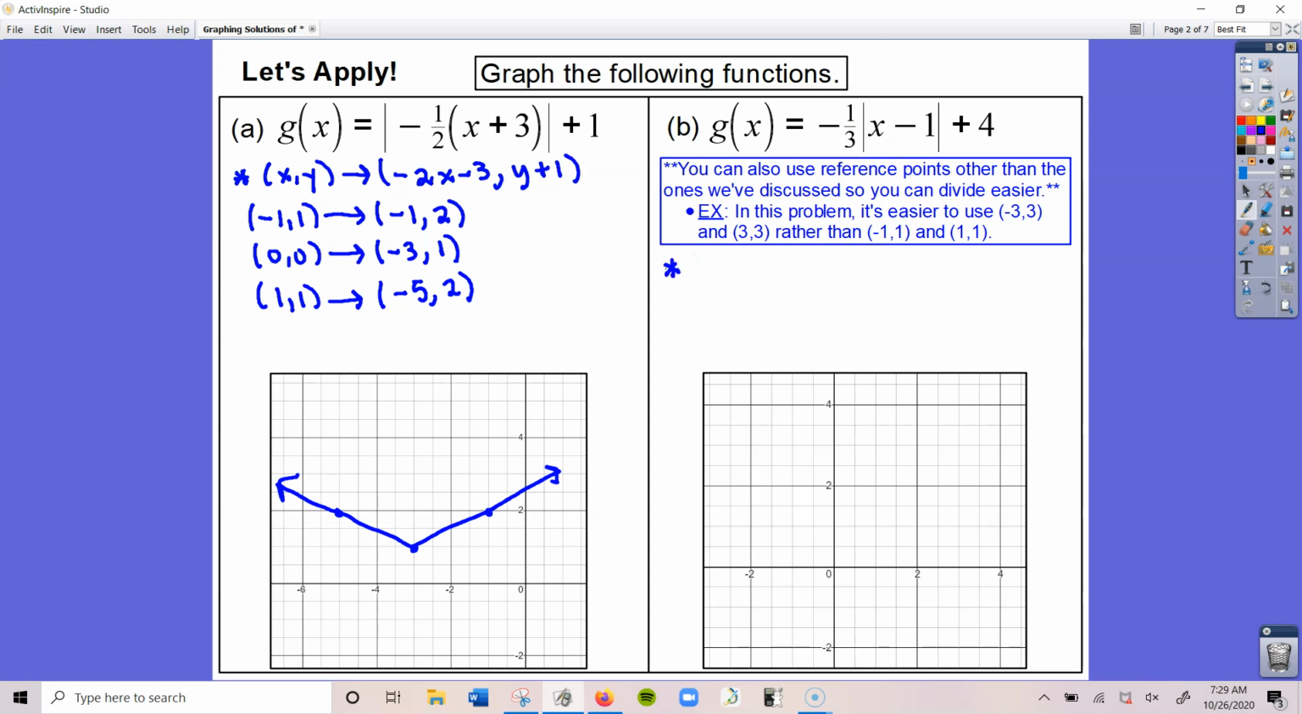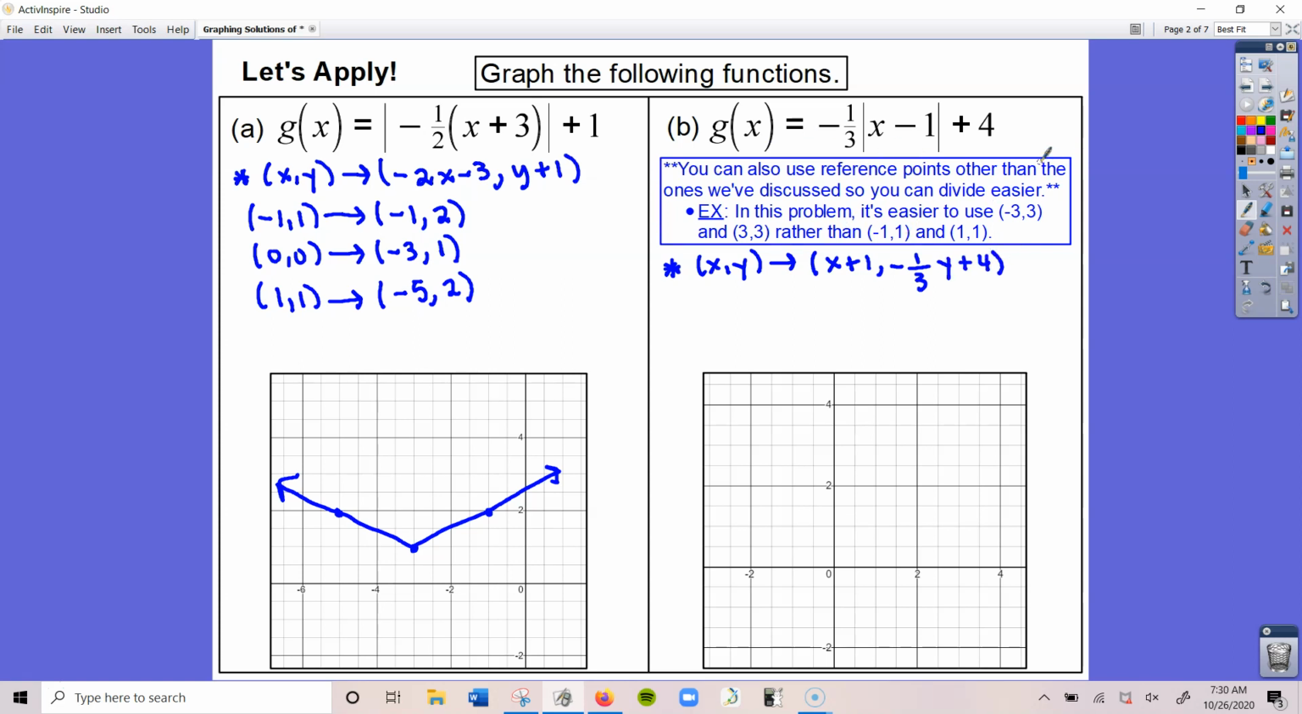When we write our rule, we have this negative 1. For the inside we have x minus 1, so the opposite would be x plus 1. Now for the outside, we have negative 1 over 3y plus 4.